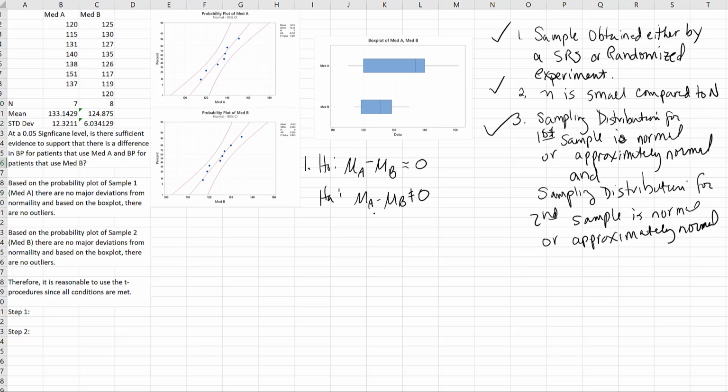And I said another way you could have written it was mu sub A equals mu sub B. That's perfectly fine. Or mu sub A just doesn't equal mu sub B. That's an alternative way to write the null and alternative hypotheses. My alpha, my significance level, is 0.05. Step 3.